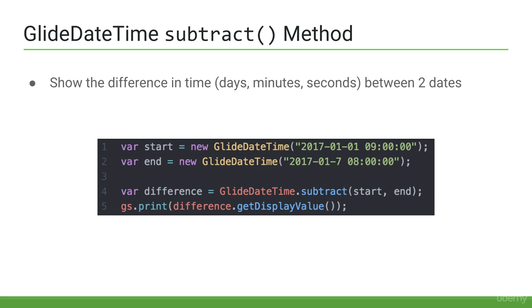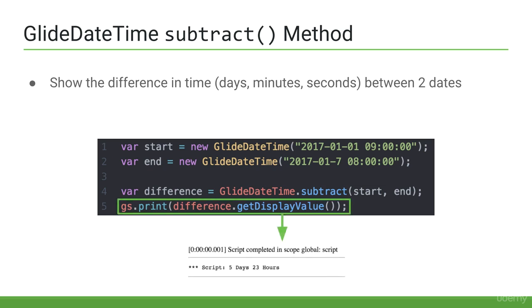Then on line 4, I create a new variable, difference, and assign this the value returned to us from GlideDateTime.subtract, where we pass in two arguments, the start and the end time. Then on line 5, we'll simply print the display value of this difference. So here we can see that the difference between the start and end dates is 5 days and 23 hours.